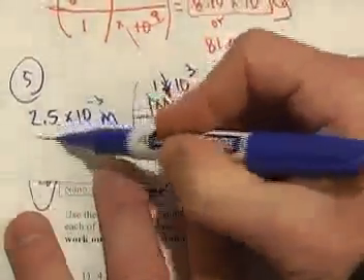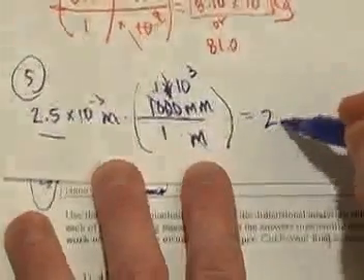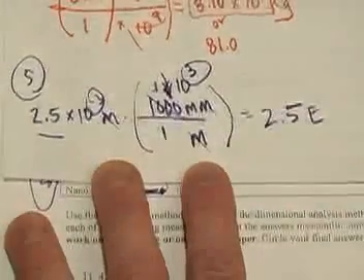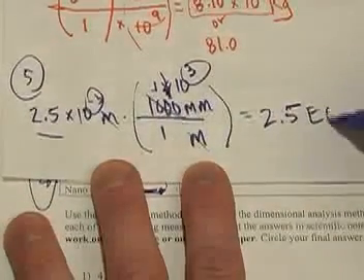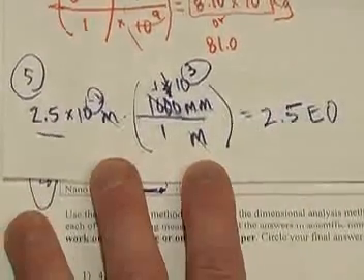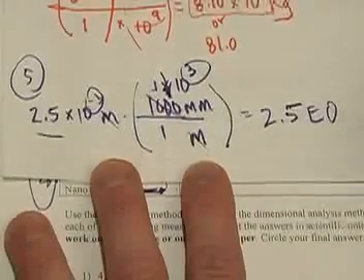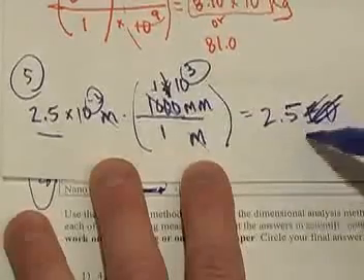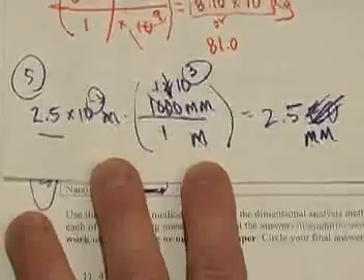Now multiply the two front numbers, 2.5 times 1, that's 2.5, and then add the exponents. What's 3 plus negative 3? Well, 0, so times 10 to the 0th power. What's anything to the 0th power? Well, 10 to the 0 power is 1, so your answer is going to end up being 2.5, and the units on that are millimeters. There's number 5. Let's go on.